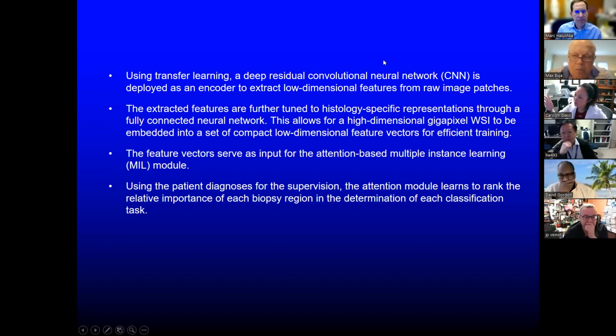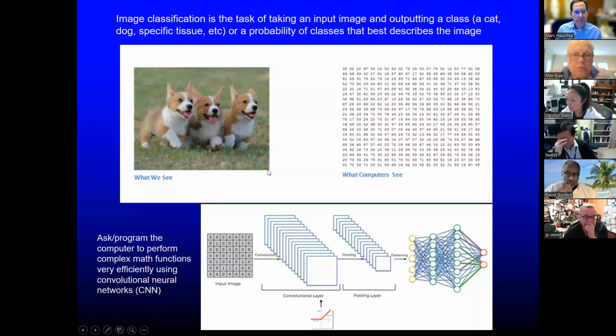When you show, you need some kind of library or reference to compare something. So anyways, transfer learning was used in this particular model. The extracted features were tuned based on what it was seeing, and I'll explain a little bit about transfer. So image classification is the task of taking an image and outputting a class, or probability of classes that best describes that image.